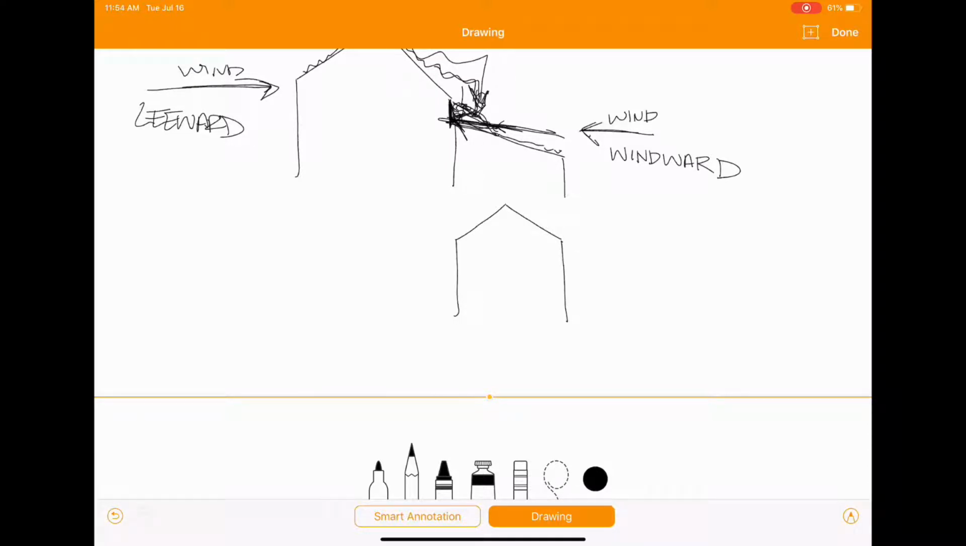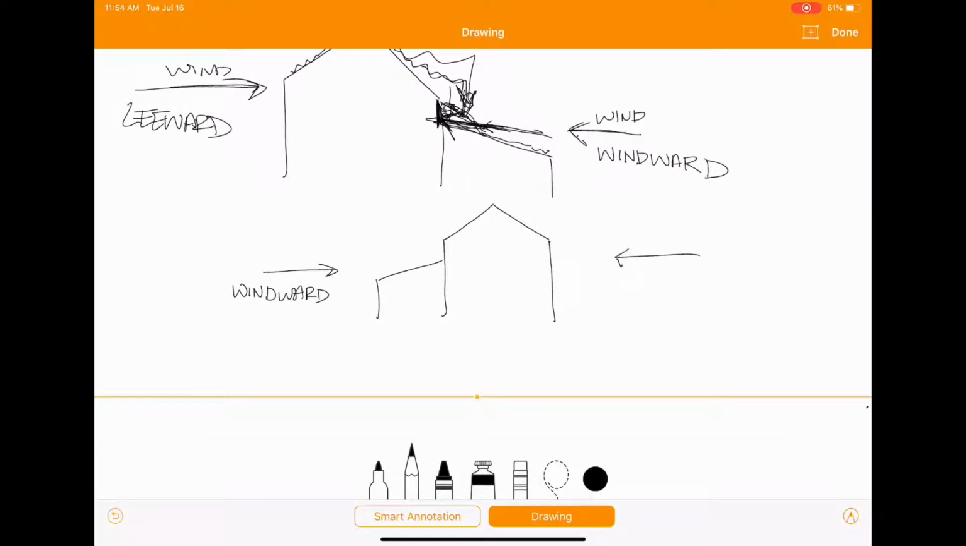So we've got our gable roof, and then we've got some other roof coming off of that structure. So in this case, this would be our windward. And this would be our leeward. Again, because windward is going to push this snow into the obstruction and cause snow to pile up, whereas leeward is just going to cause snow to drop into a gap and pile up.